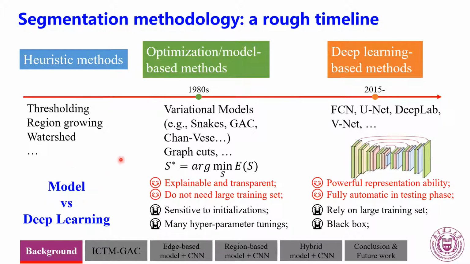Let's compare the two kinds of segmentation methods. Model-based segmentation methods are explainable and transparent. They do not need a large training set. However, they are sensitive to initializations, and they require many hyperparameter tunings.